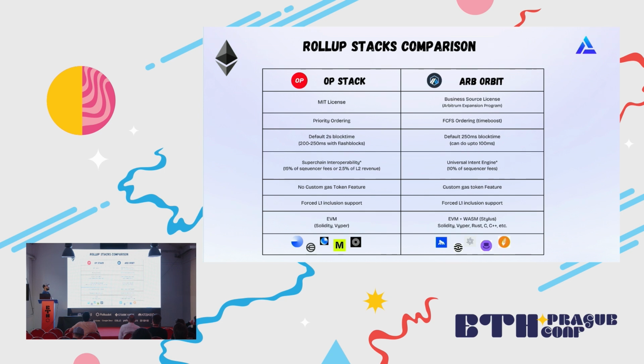These are the two famous stacks out there, and both of them are for building optimistic rollups. So OP Stack has an MIT license, and Arbitrum Orbit has a business source license. And the priority ordering, what does it mean? Ordering basically means how your transactions are ordered when you submit them to the blockchain.